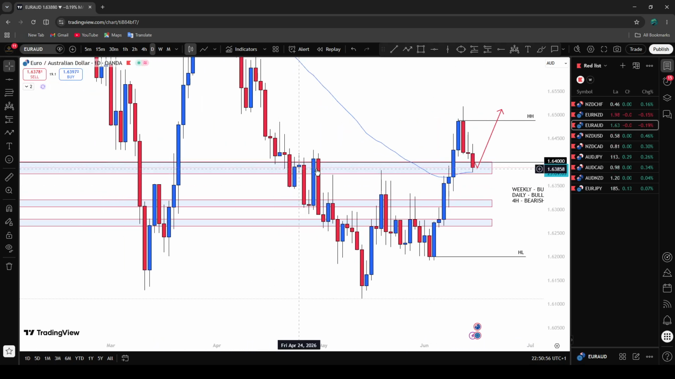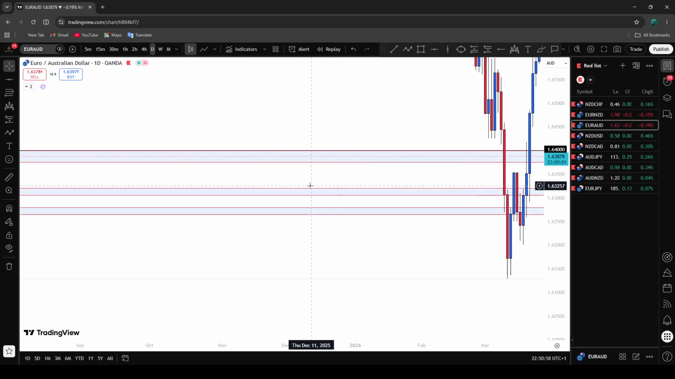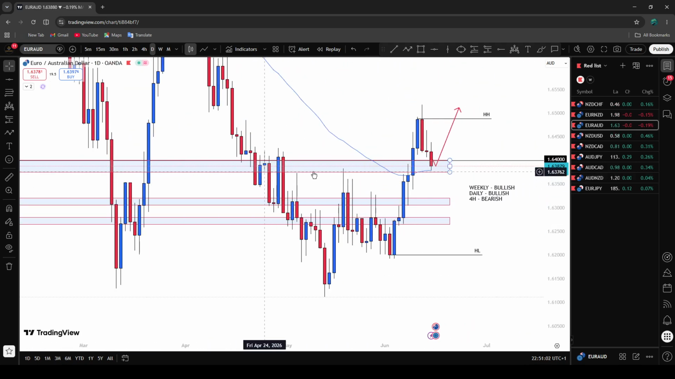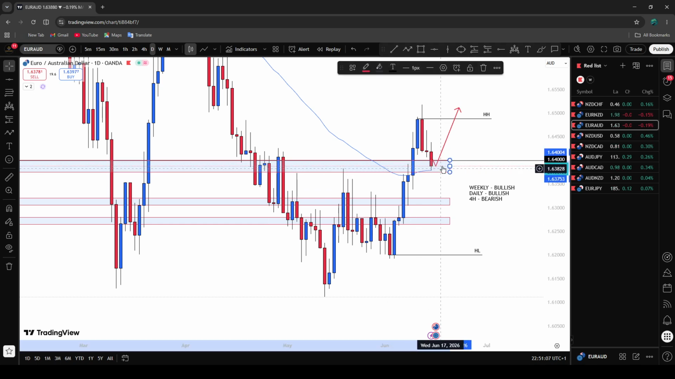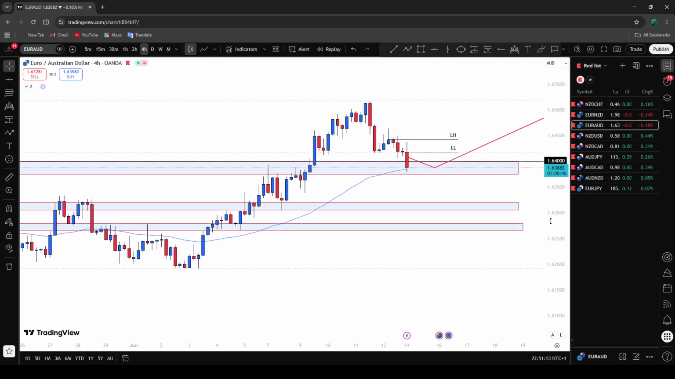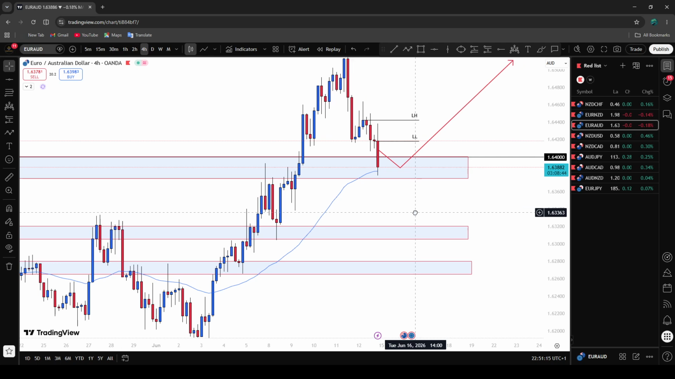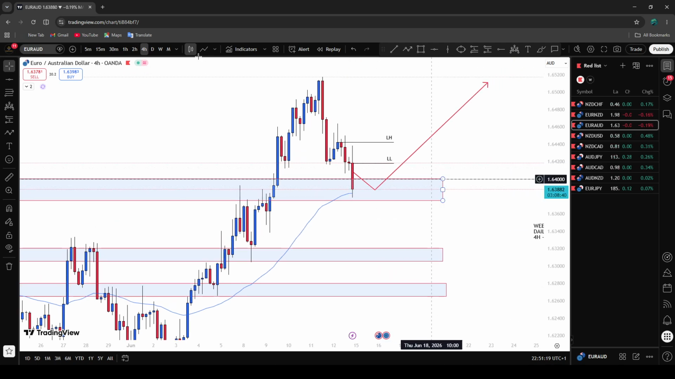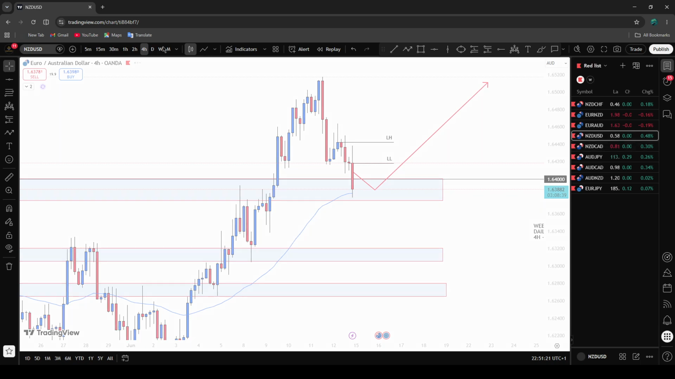This is the valid area of interest. You have one rejection here. If we move back down, we'll see more than 3 rejections. So I'll be looking out for the rejection here to push the trade up. So that is that. And on the 4-hour time frame, we have rejection over here to then take the trade up.